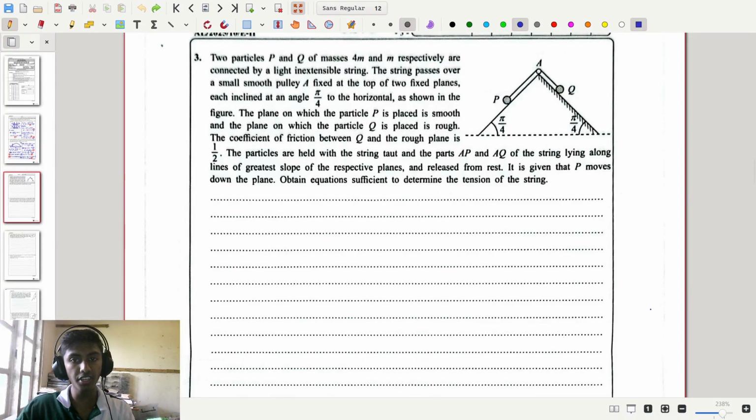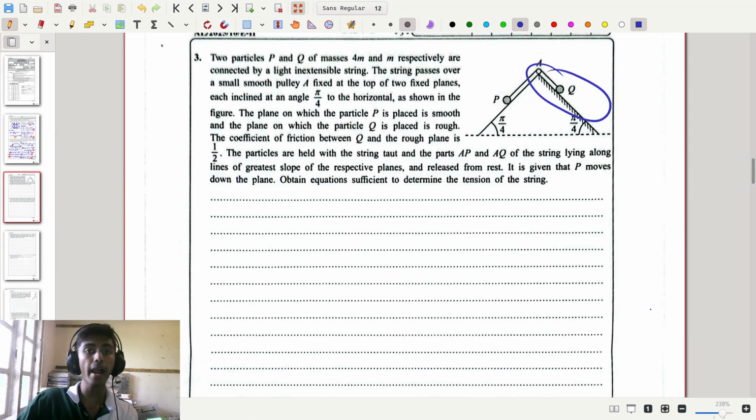At the end of the question, it says the particles are released from rest, and it is given that P moves down the plane. Now this is important because of course P could also not move down the plane. Because there's friction here, it might be possible for the particle P to simply not have enough force to pull the particle Q up. But in this case, it's given that it does in fact happen. The two particles do move, Q moves up and P moves down.